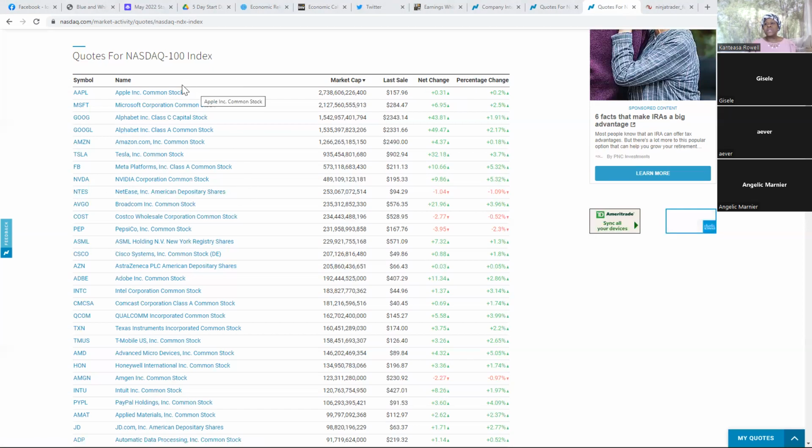So I always want to be familiar with when their earnings are being released because there's a possibility that it could send the market into a large spike up and or a large spike down. Okay. So that was the NASDAQ.com.